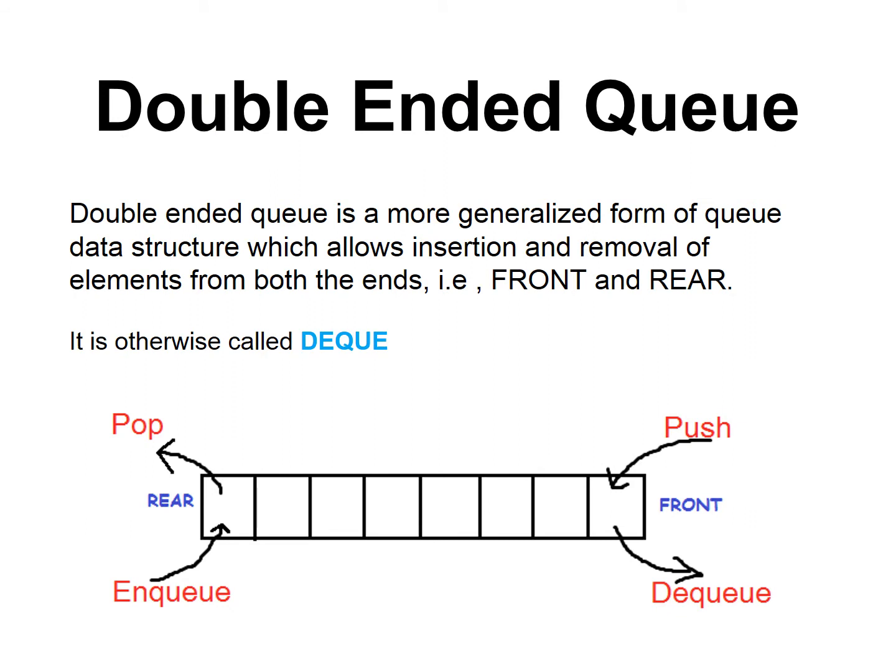The double-ended queue is a more generalized form of queue data structure, which allows insertion and deletion at both ends of the queue. That is, in the front end, insertion and deletion will happen. In the rear end also, insertion and deletion happens. Here, in the front end, if insertion happens, it is called push, and deletion is called DQ operation, which is a normal operation of the queue. Similarly, in the rear end, if an insertion happens, we call it NQ operation, and if a deletion happens, it is called pop operation.